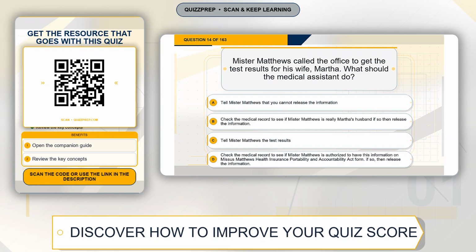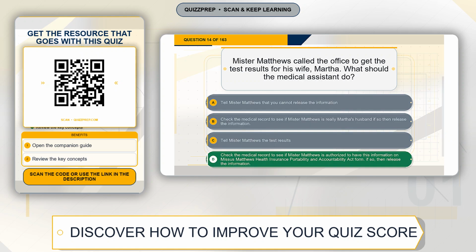Question 14. Mr. Matthews called the office to get the test results for his wife, Martha. What should the medical assistant do? Option A, tell Mr. Matthews that you cannot release the information. Option B, check the medical record to see if Mr. Matthews is really Martha's husband, if so then release the information. Option C, tell Mr. Matthews the test results. Option D, check the medical record to see if Mr. Matthews is authorized to have this information on Mrs. Matthews' Health Insurance Portability and Accountability Act form. If so, then release the information.